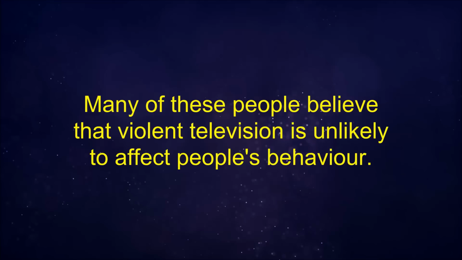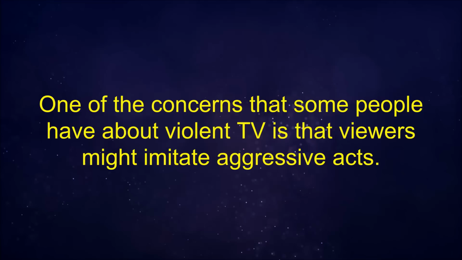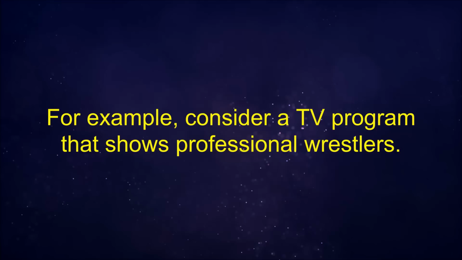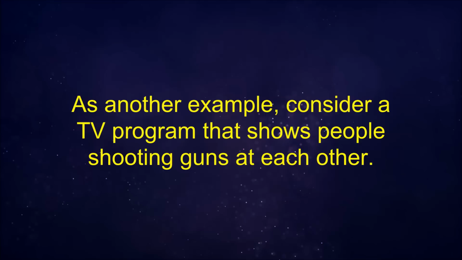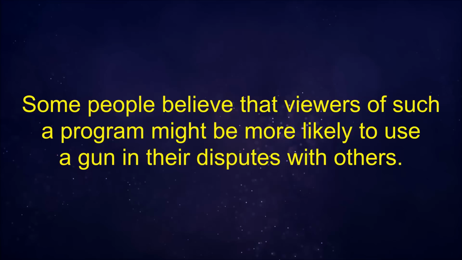One of the concerns that some people have about violent TV is that the viewers might imitate aggressive acts. For example, consider a TV program that shows professional wrestlers. Some people believe that children who watch the program might copy the actions of the wrestlers and that this could lead to serious injuries. As another example, consider a TV program that shows people shooting guns at each other. Some people believe that viewers of such a program might be more likely to use a gun in their disputes with others.